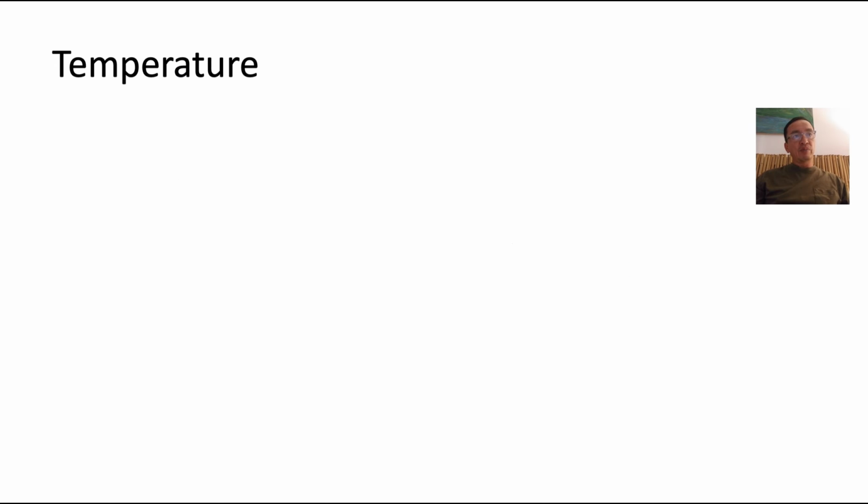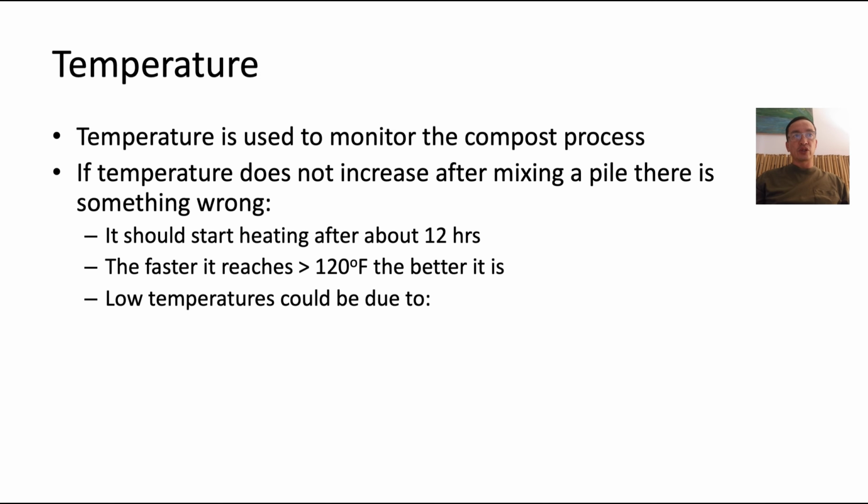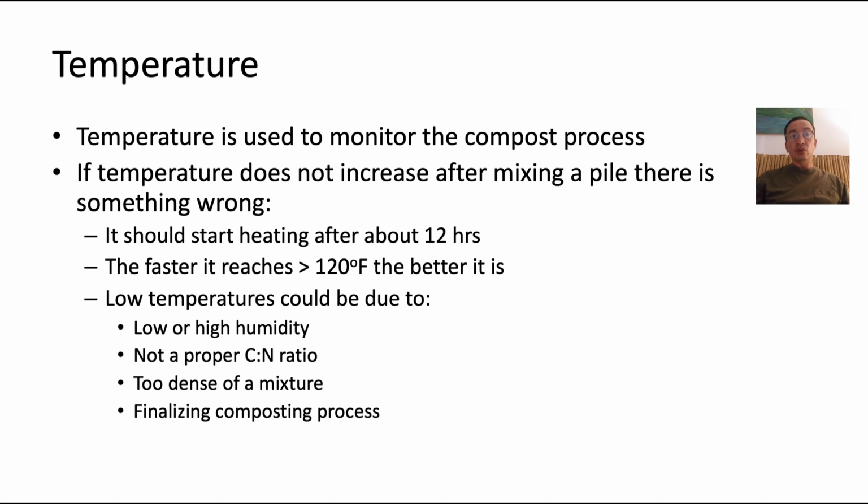Okay, so temperature is used to monitor the composting process. If temperature does not increase after mixing a pile, there is something wrong. It should start heating up after 12 hours. The faster it reaches more than 120, the better it is. And low temperatures could be due to low or high humidity, not a proper carbon to nitrogen ratio of browns and greens, or the mixture is too dense. It's really heavy, and you need to open it up. Or it could be because you're finalizing the composting process.